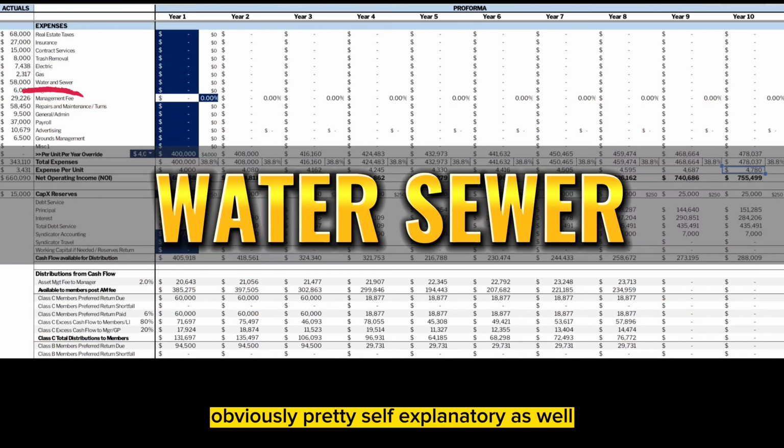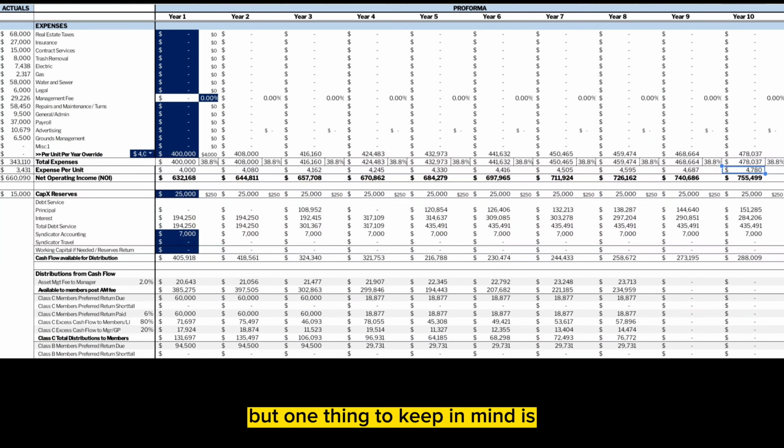Water and sewer are obviously pretty self-explanatory as well. But one thing to keep in mind, especially on value-add properties, is that maybe you're buying a property with, let's say, a 25% vacancy, so the property is only 75% occupied. That means that once you infill those vacant units, realistically your water and sewer expense, if it's on you, could increase by that 25%. So, for round numbers, if it was $50,000, it could go up by $15,000 to $20,000.